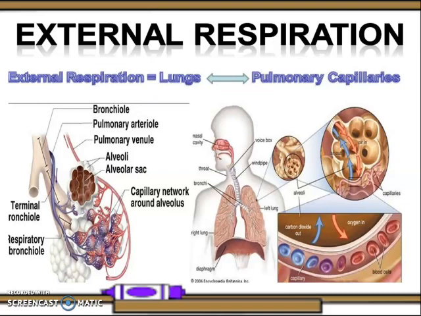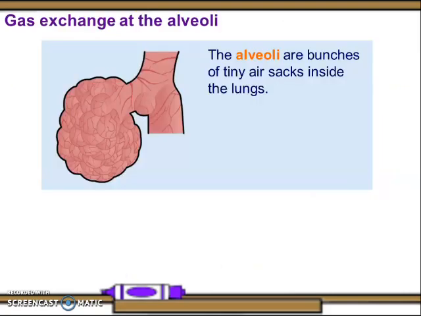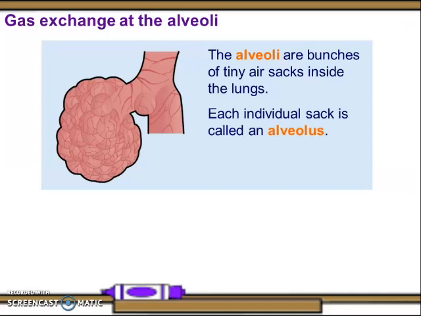As a result, when air enters the alveoli, oxygen in the air seeps through the thin walls of the tiny sacs into the surrounding capillaries. Gas exchange at the alveoli. The alveoli are bunches of tiny air sacs inside the lungs. Each individual sac is called an alveolus. When you breathe in, they fill with air.